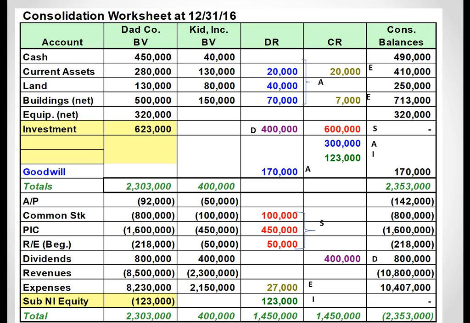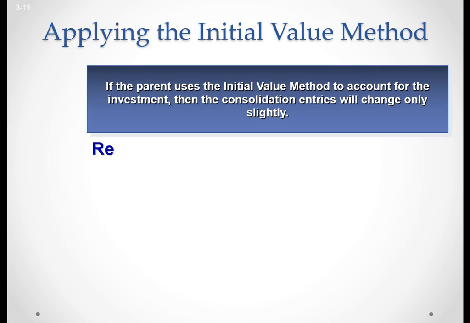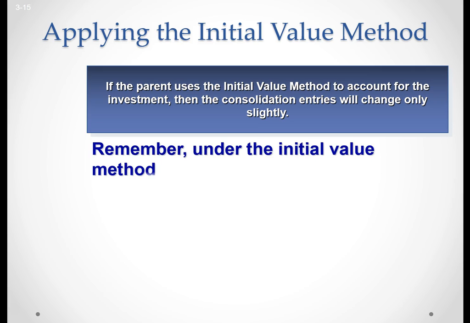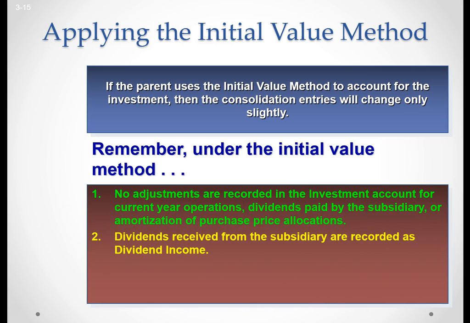But what happens if we'd been using the initial value method? Well, if the parent uses the initial value method to account for the investment, then the consolidated entries will change only slightly. Because there have been no adjustments recorded in the investment account for the current year operations, dividends paid by the subsidiary or the amortization of the purchase price allocations, and dividends received from subsidiary were recorded as dividend income. What we're going to have to do is make a couple additional entries and not do some of the entries we just discussed.